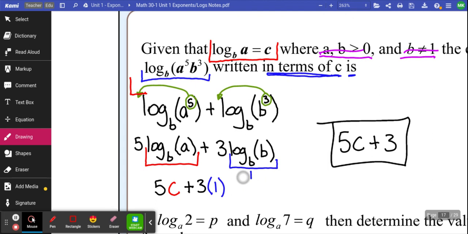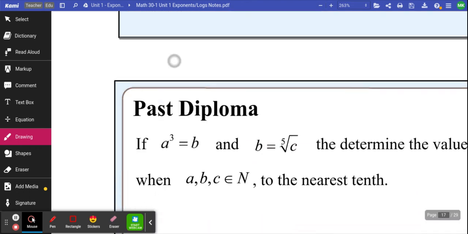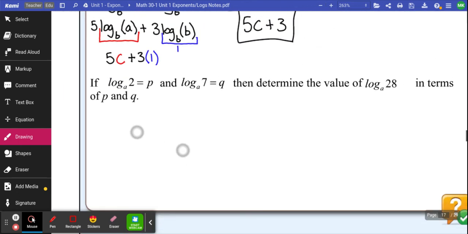Am I okay to move on? We feeling all right? Mercy? White flag? All right, we got one more. So we got this guy.